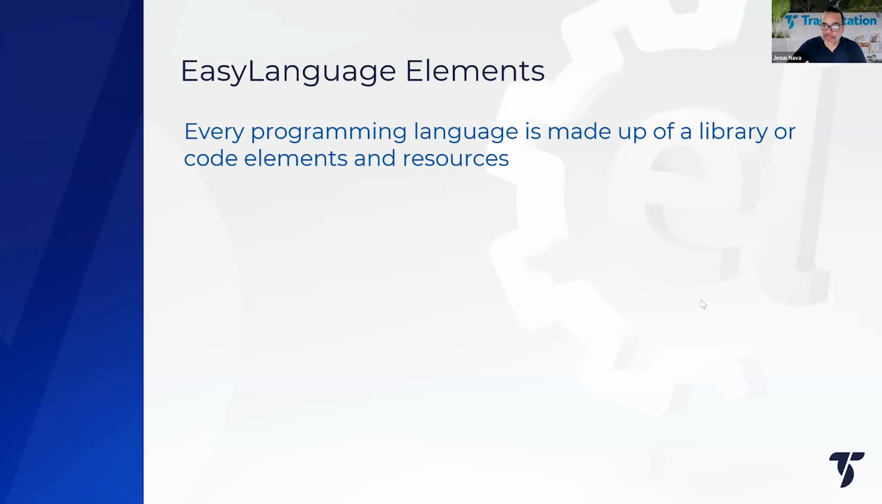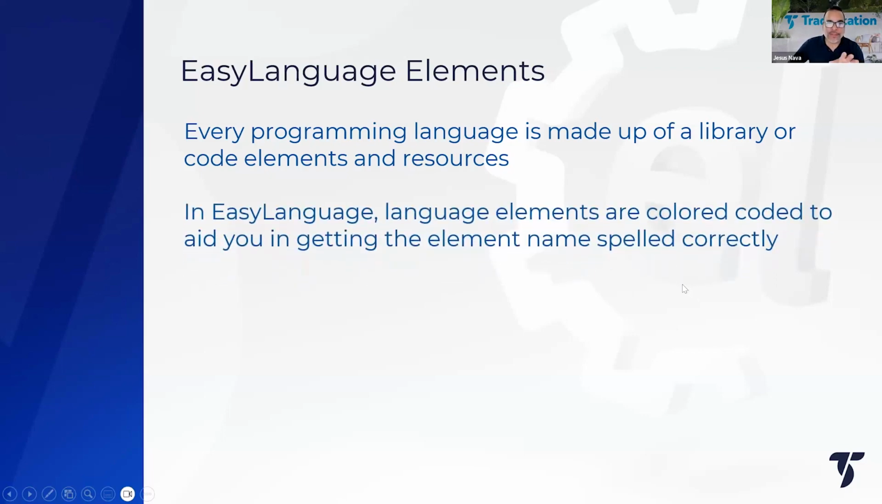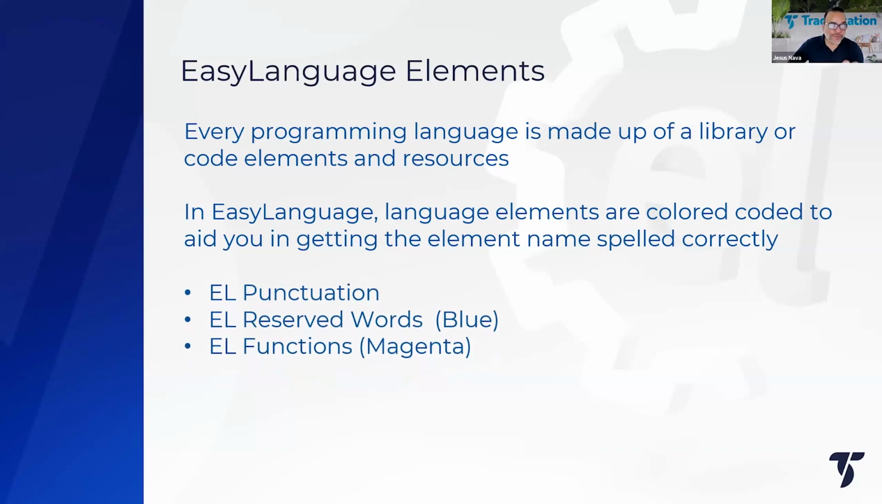Every programming language is made up of a library of code elements and resources. In EasyLanguage, you're going to notice that a lot of the words that you type in are going to be color coded. We call that syntax coloring. So if you have a reserved word, for example, it'll be colored in blue automatically. It recognizes the word, it gives it a color blue, and blue is just a reserved word. It's part of the language, and EasyLanguage knows exactly what that word means. And when you use it, of course, it has that particular meaning.